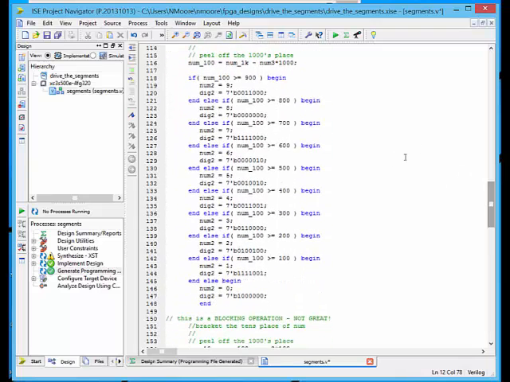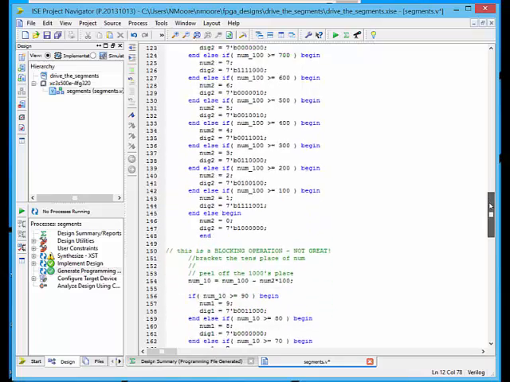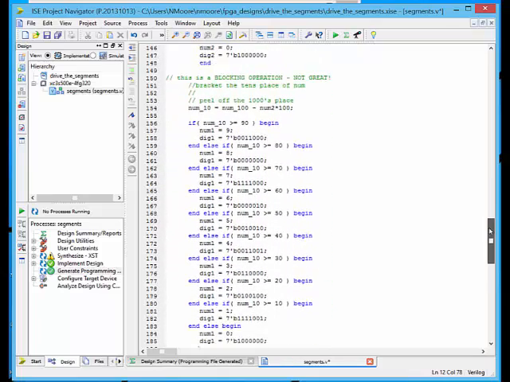And then once we have the number in the 100s place, the operation is identical. So if the number up to the 100s place is bigger than 900, then the 100s digit is 9. And here's the pattern for 9. If the number isn't bigger than 900, but it is bigger than 800, then that digit is 8, and here's the digit for 8.